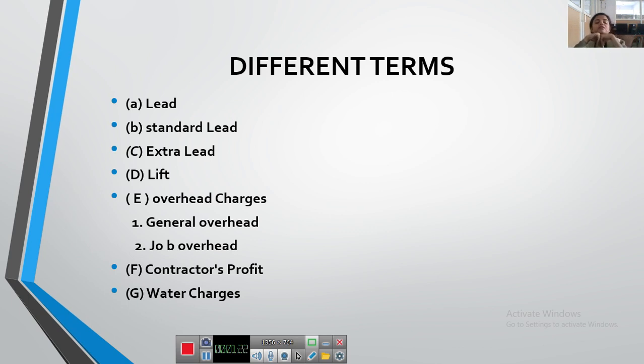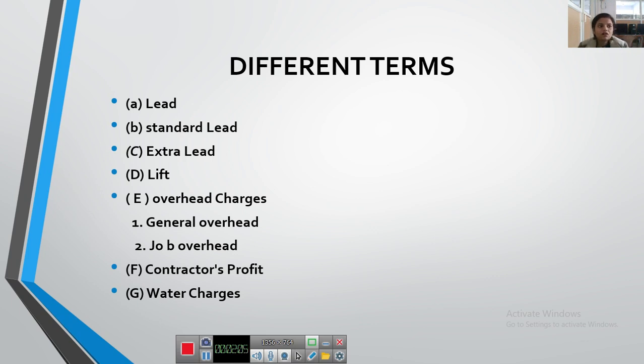Now the next concept is standard lead. We can define standard lead as the horizontal distance up to which a contractor will haul the excavated material, and it is included in the rates of excavation. This lead is 30 meters and is called the standard or normal lead. So up to 30 meters, the lead distance is called standard lead or normal lead. For that you don't need to pay any extra charges to the contractor. Always remember this.